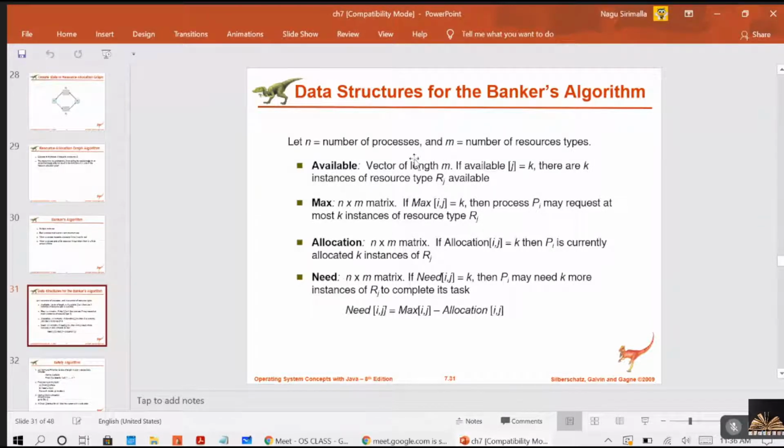Now Allocation is also an n by m matrix. It defines the number of resources of each type currently allocated to each process. So if Allocation[i][j] is equal to k, that means Pi is currently allocated k instances of resource type Rj, right? Max means the maximum that is needed, and Allocation means what is currently allocated. Need is nothing but an n by m matrix that indicates the remaining resource need of each process.